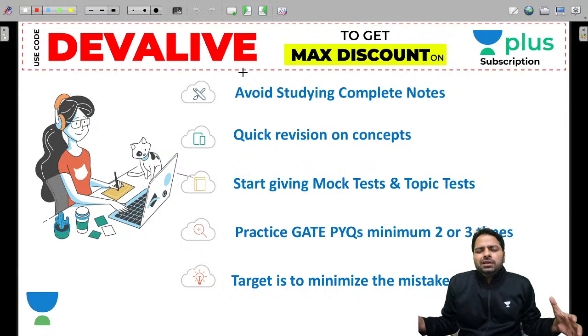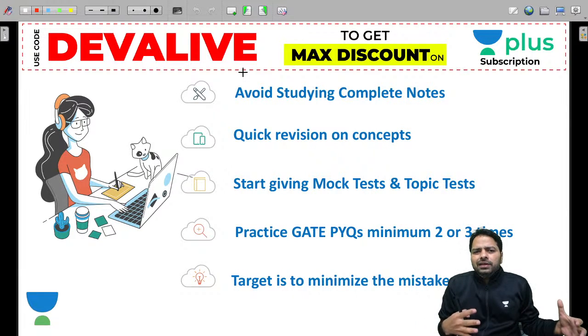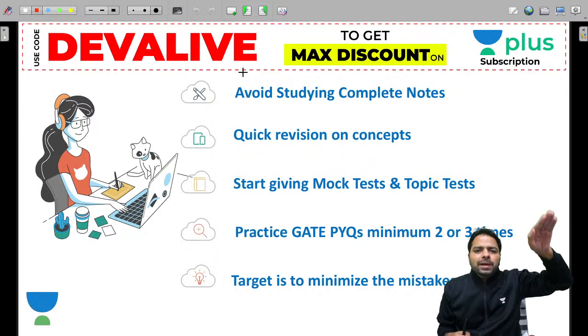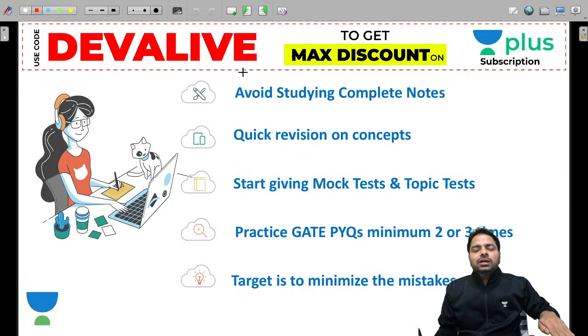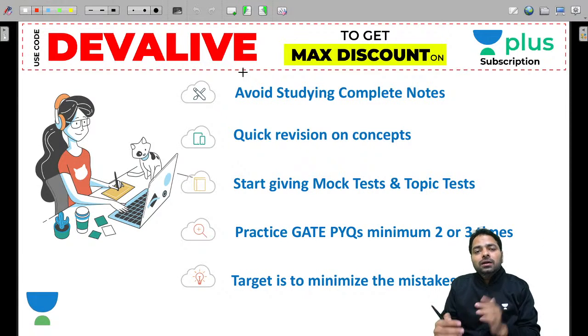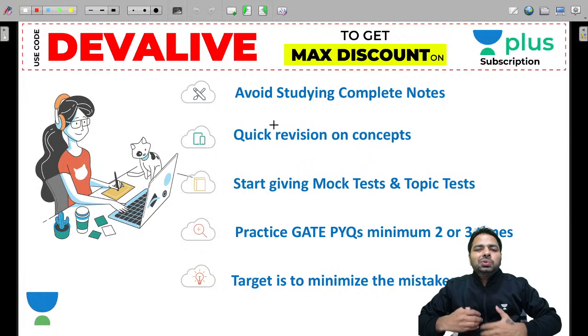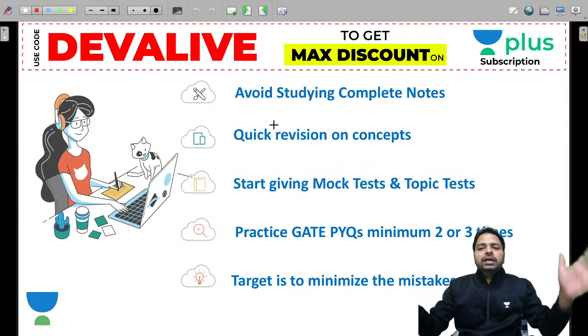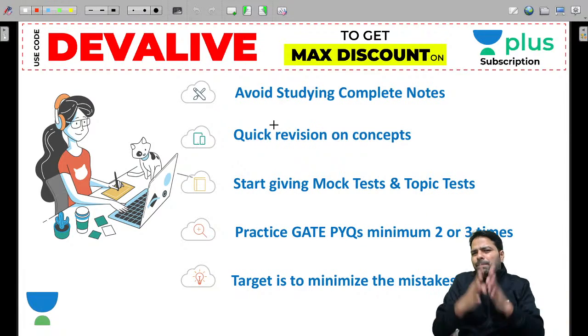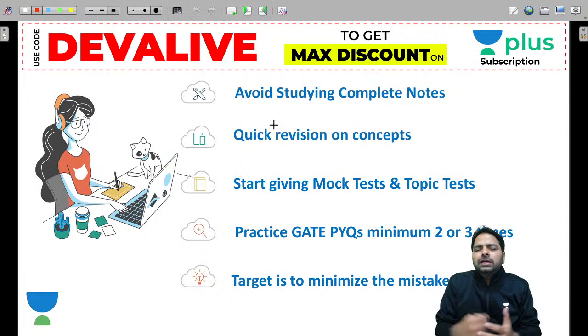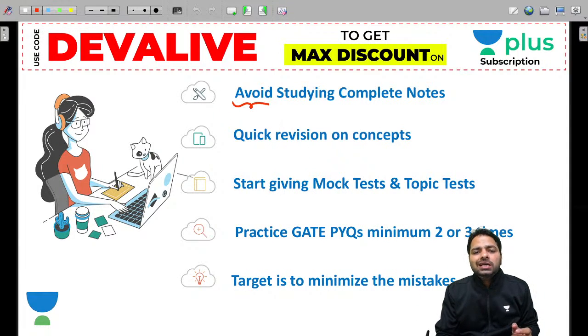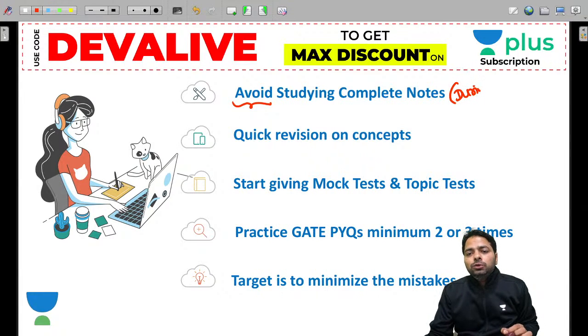Some people have a very different strategy. They have completed the syllabus. After completion, they start doing revision, but in the revision they start studying the complete notes. So can you study the complete notes if you have 50 to 100 or 200 pages? Can you study everything? So please avoid studying complete notes during the revision. And you must remember that.